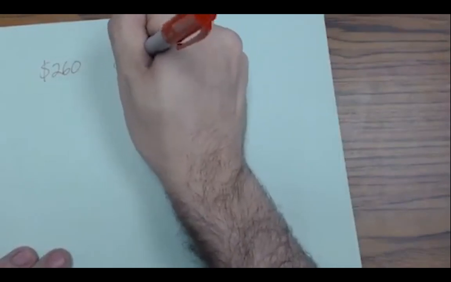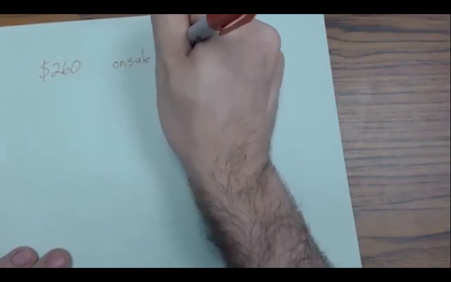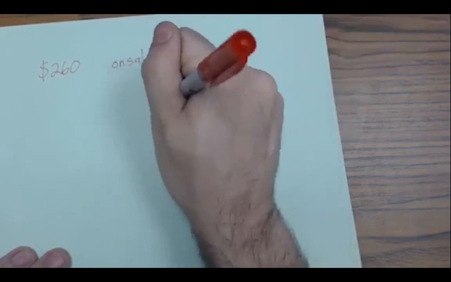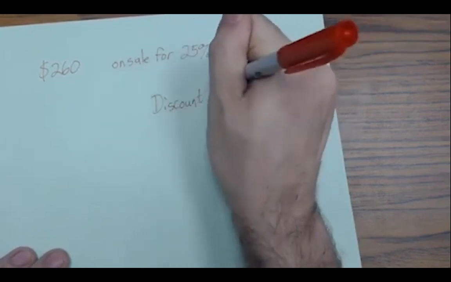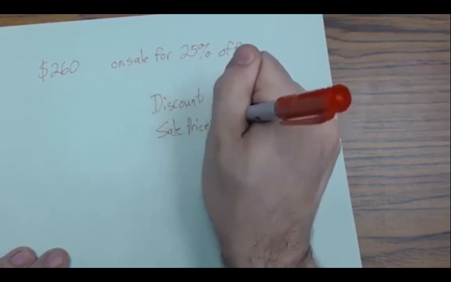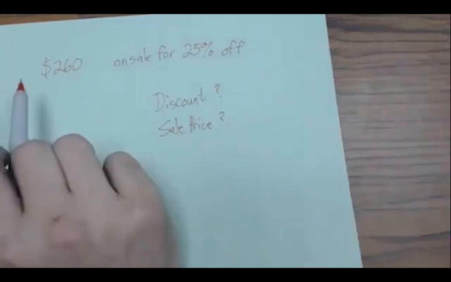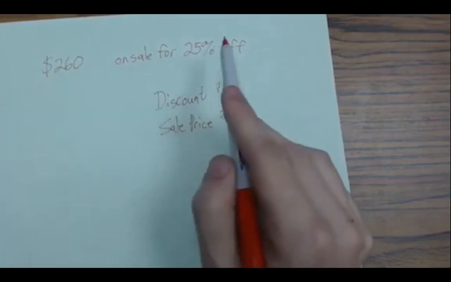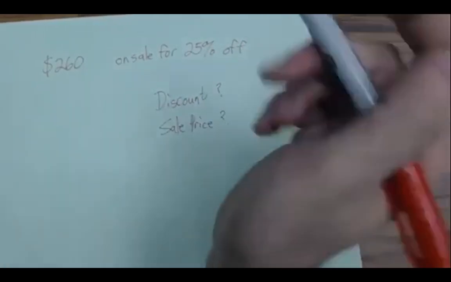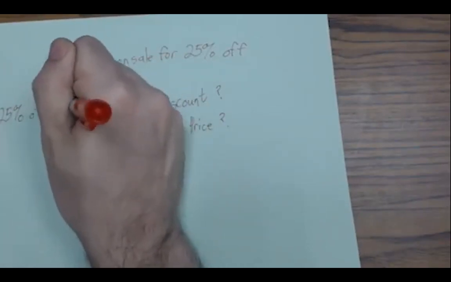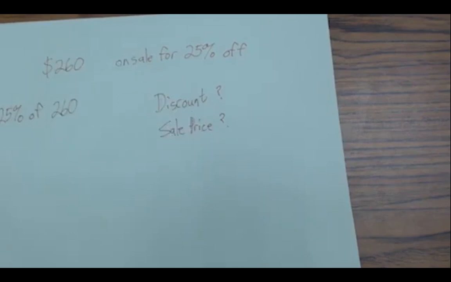A $260 dress on sale for 25% off. We want to find the discount and we want to find the sale price. So $260 is the full price. If it's 25% off, we need to find 25% of 260, and that will be the discount.